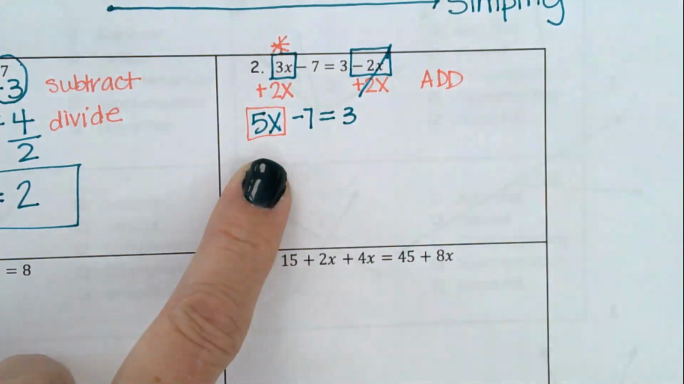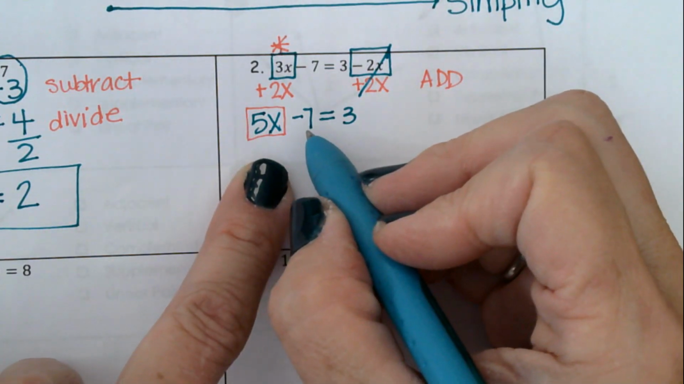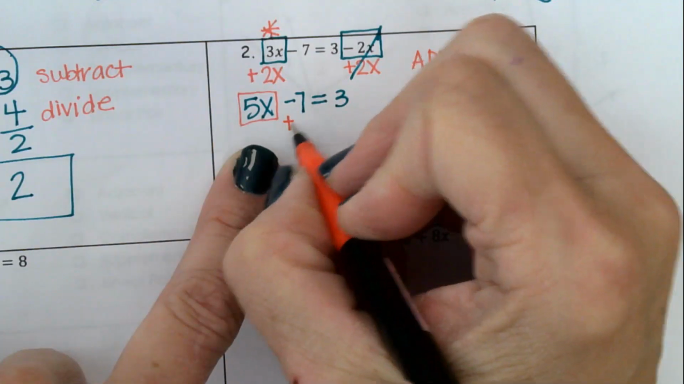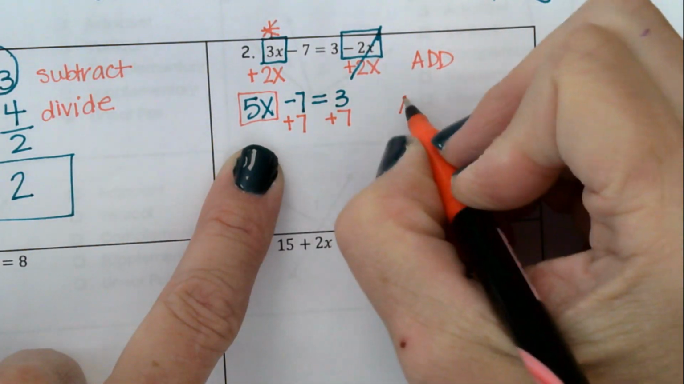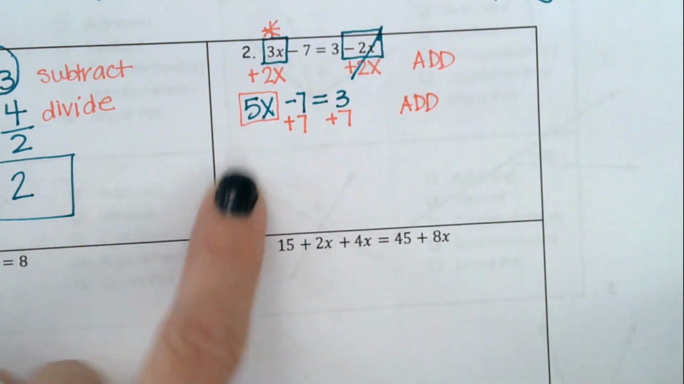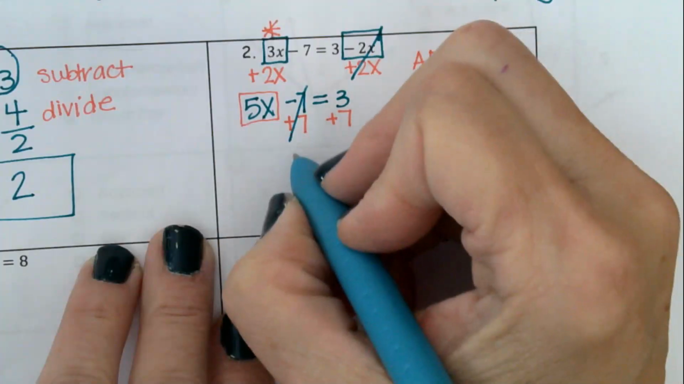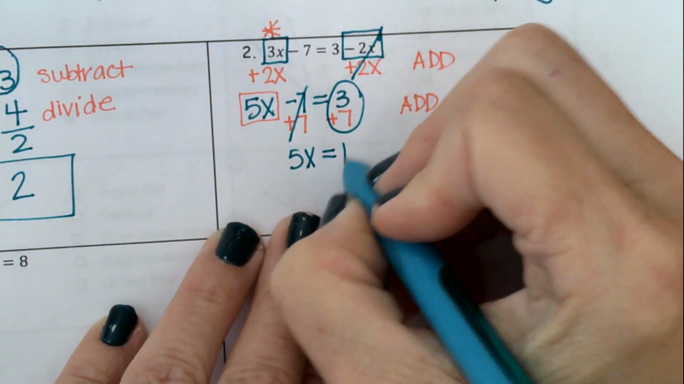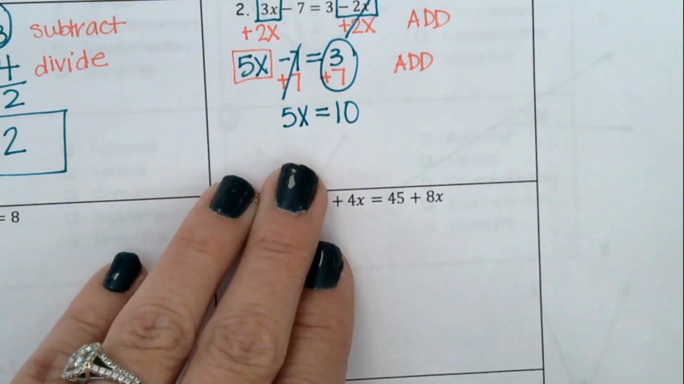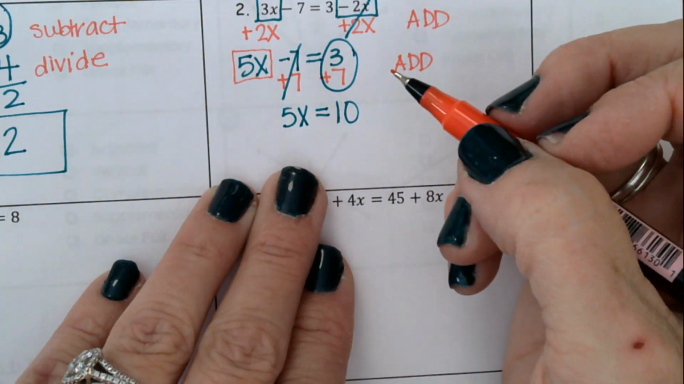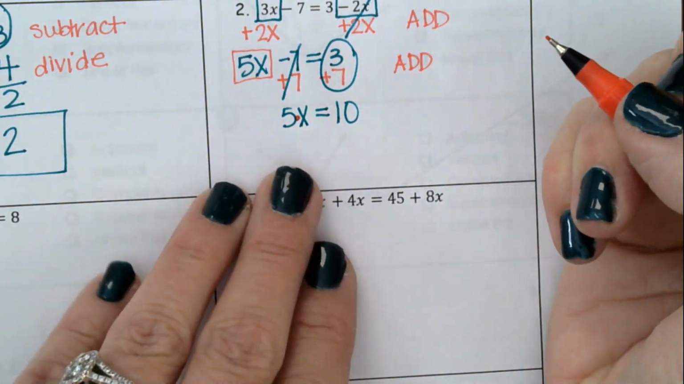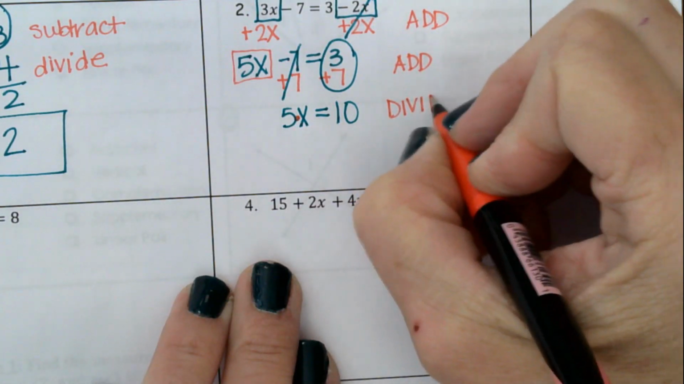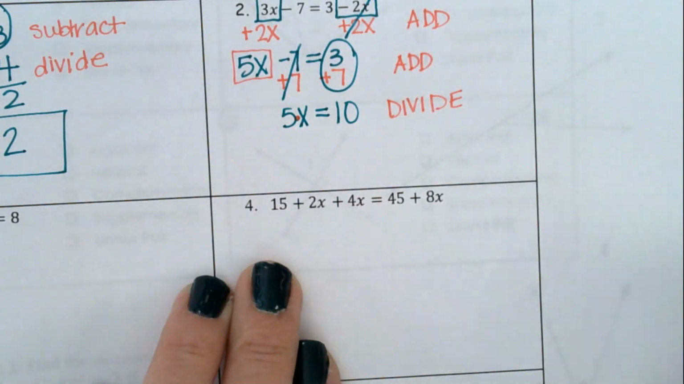So put a fence around your 5x. What do you need for here? What's the opposite of negative 7? Positive 7. Okay, so we're going to end up adding again. The 7's make 0. You have 5x. And what is 3 plus 7? 10. Everybody okay? Am I going too fast? All right. 5 times x equals 10. How do you undo multiplication? Right, divide out here. So we're going to divide by 5.